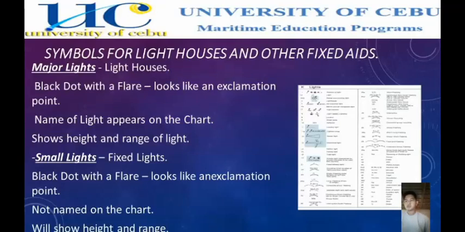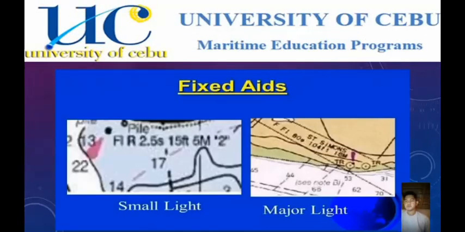So symbols for lights, houses, and other fixed aids. Major lights, light houses: black dot with flare, looks like an exclamation point. Name of the light appears on the charts. Shows height and range of light. Small lights, fixed lights: black dot with a flare, looks like an exclamation point. Not named on the chart, will show height and range. So this is a sample of fixed aids, the small light and major lights.